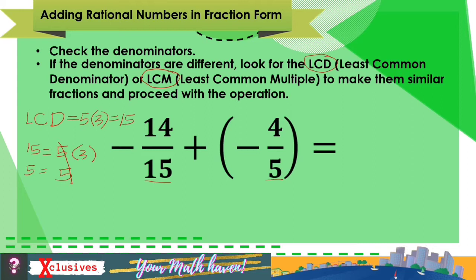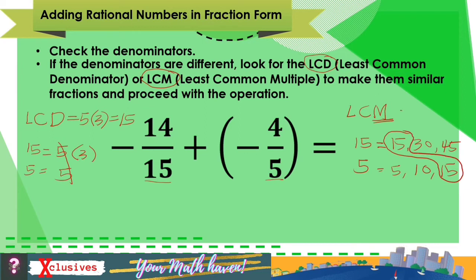How about LCM? For LCM, it says multiple, so we list down the multiples of our denominators 15 and 5. For 15, the multiples are 15, 30, 45. For 5, we have 5, 10, 15. We stop here because we already have a common multiple, which is 15. Notice that they're the same? LCD and LCM will be the same, so it is up to you whichever you choose to use between the two.